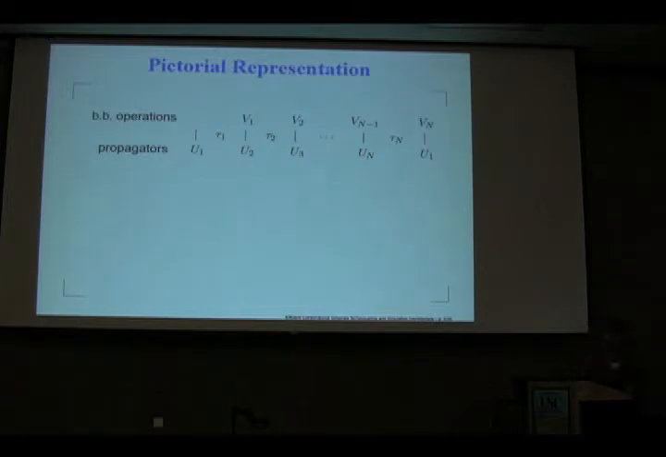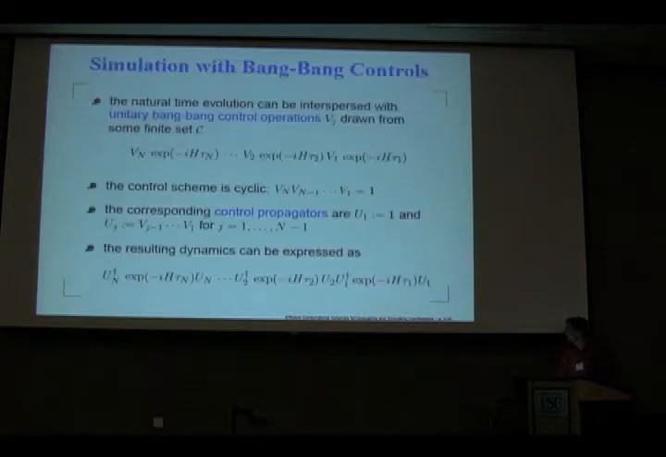A pictorial representation would be that here we let the time evolution evolve for time tau 1, and here we apply this bang-bang operation V1, then here tau 2, and so on. So we always have the bang-bang operations, and here are the corresponding propagators that give rise to these toggling frame Hamiltonians.